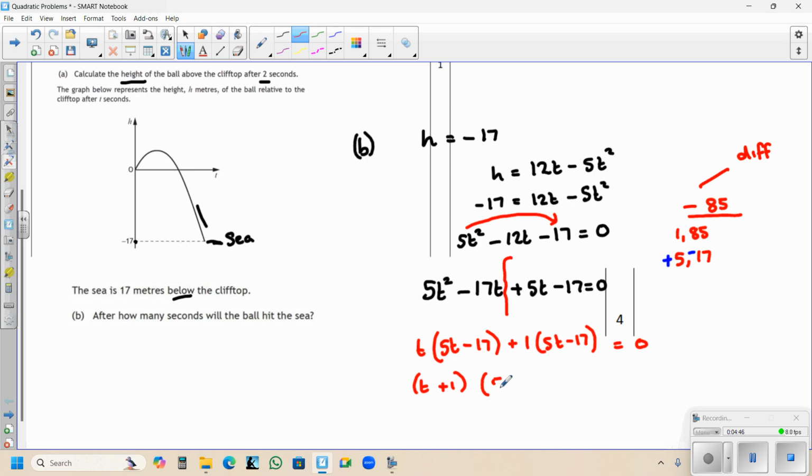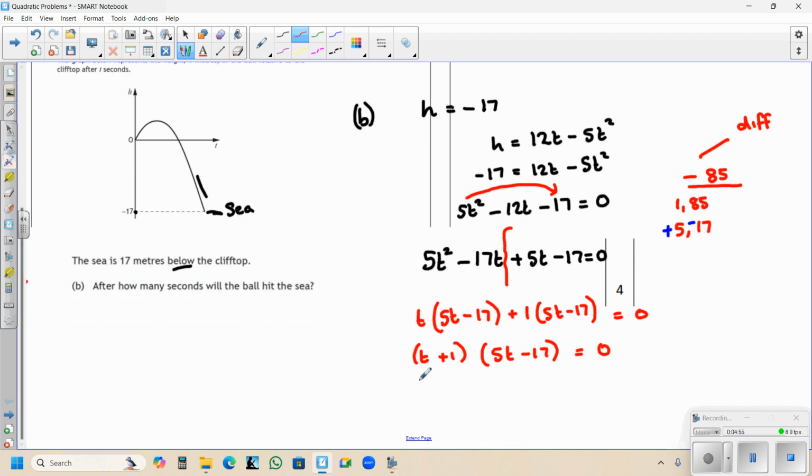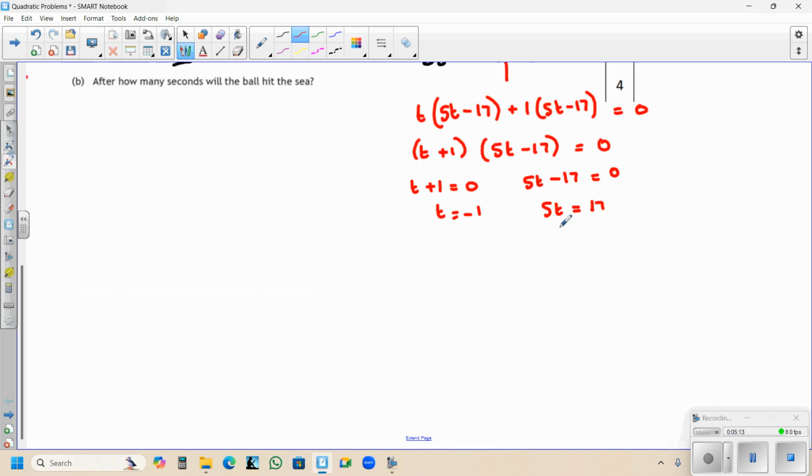And you get 5t minus 17. And if two brackets are multiplied together to give me an answer of 0, then we take each one in turn and make it 0. So t plus 1 is equal to 0, or 5t minus 17 equals 0. Take 1 away from both sides, so t is equal to negative 1. For 5t, add 17 onto both sides, divide by 5. So for that one, we would have t is equal to 17 over 5.